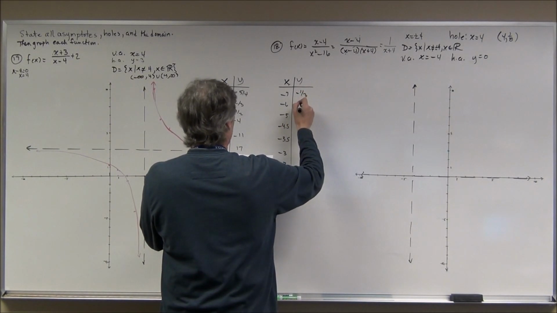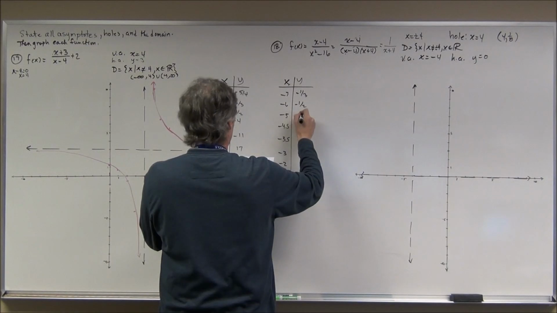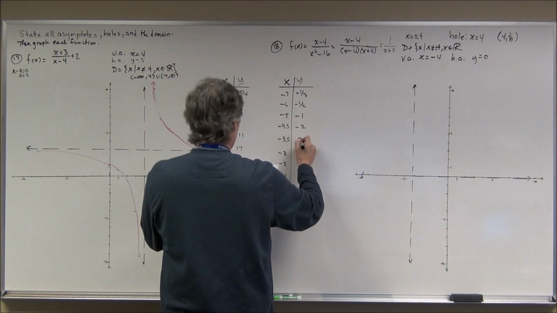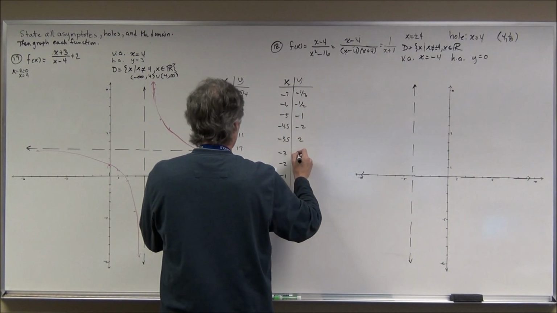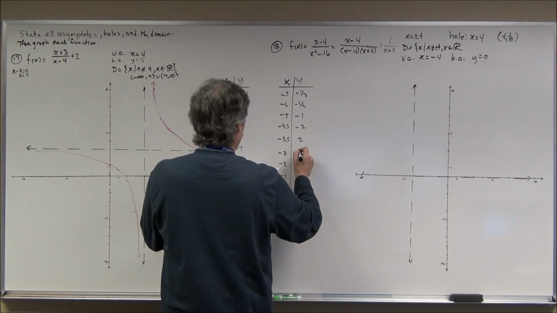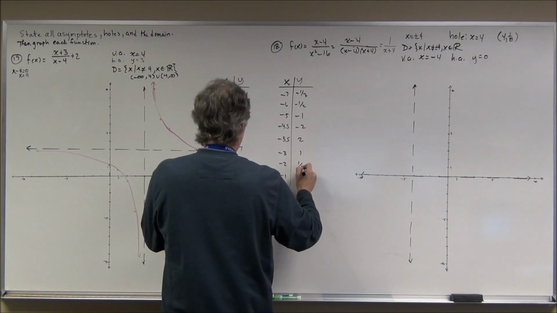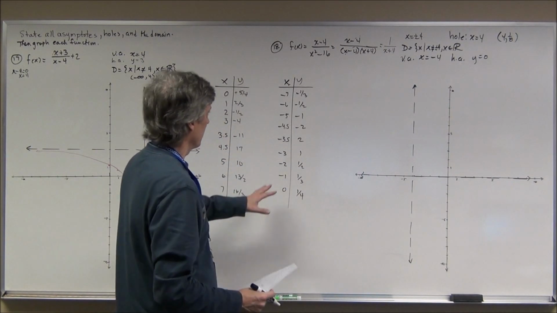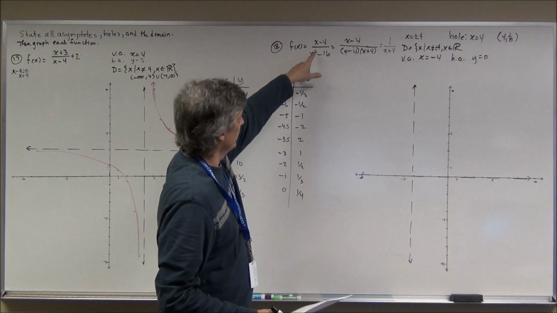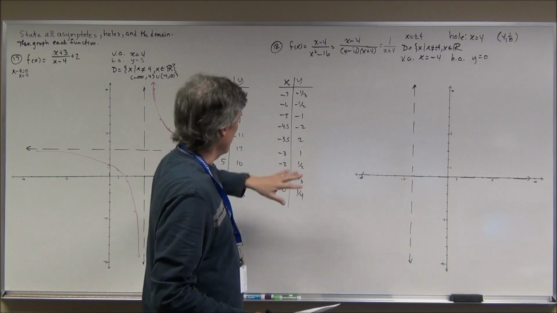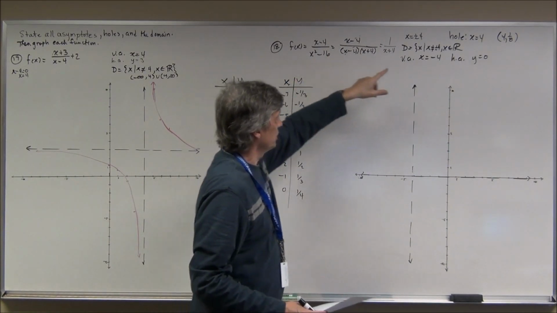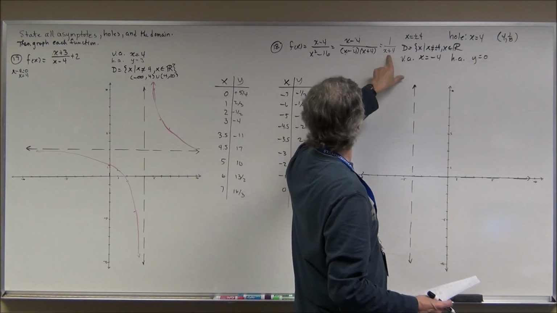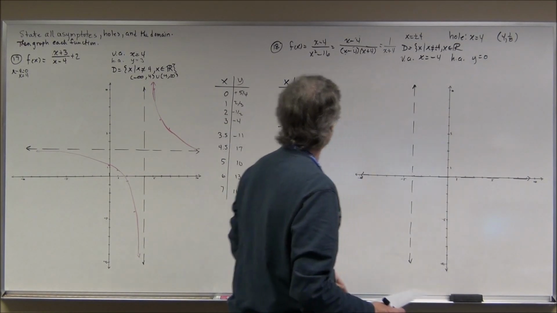I got negative 1/3, I got negative 1/2, I have negative 1, negative 2, 2, negative 1. Or is it positive 1? No, it's positive 1. 1/2, 1/3, 1/4. And you say, well, how'd you get those to come out so nice? Well, you don't have to plug into here because you're not plugging in anything that makes the denominator 0. Plug it into this form. It's a lot simpler to plug in and simplify.